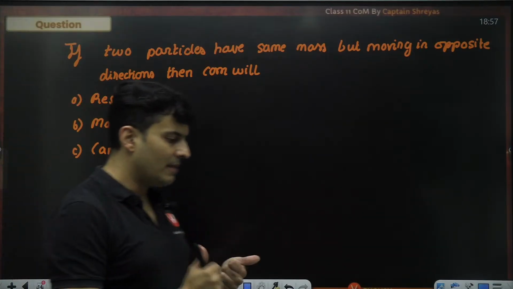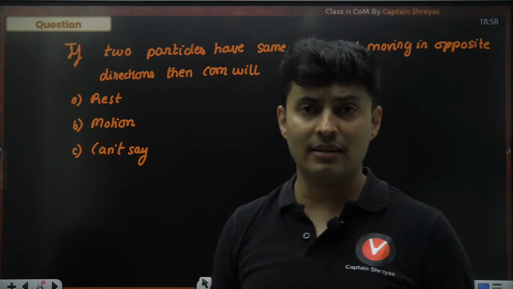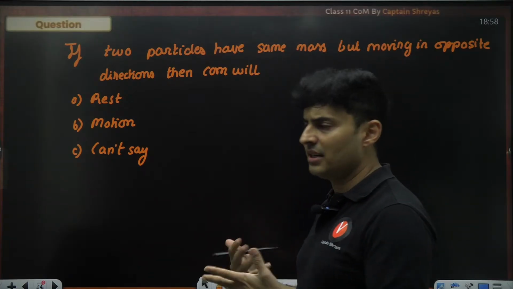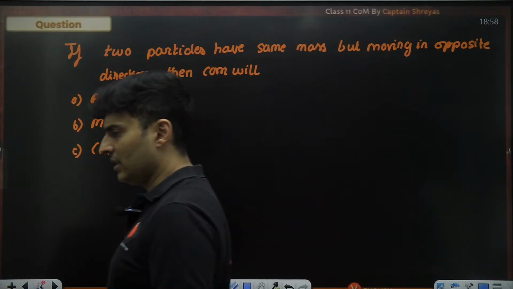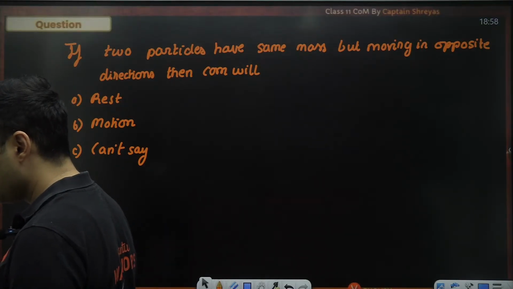Two particles of the same mass but they are moving in opposite directions. What do you think the center of mass will do? Will it be at rest, will it be in motion, or is it indeterminate? It can be this or it can be that. What do you think is the right answer for this?